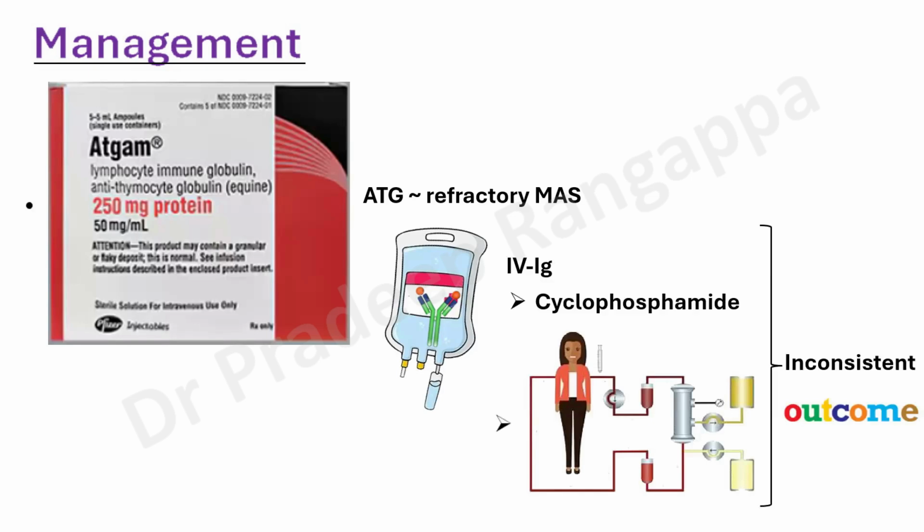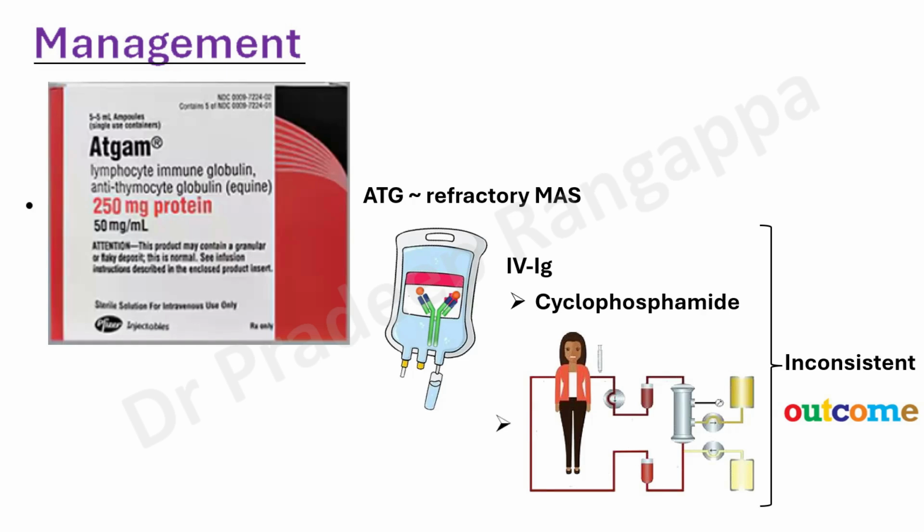But there are no big studies to say whether they have shown magical results. The outcomes have always been inconsistent when you move to second or third line sort of these drugs. So the other newer agents, so these are all about the pharmacological agents. Pharmacological agents are steroids, then you have etoposide, then you have anakinra, anti-thymocyte globulin, IVIG.